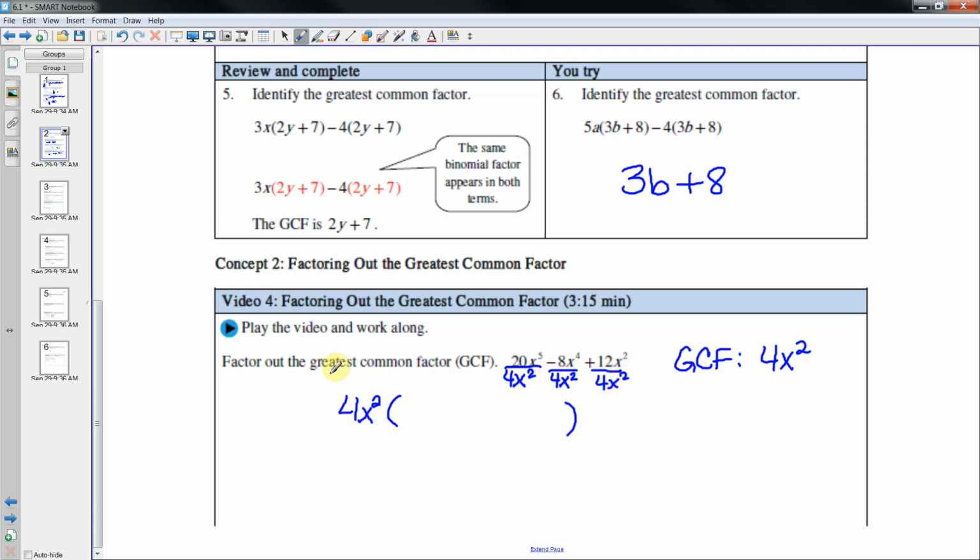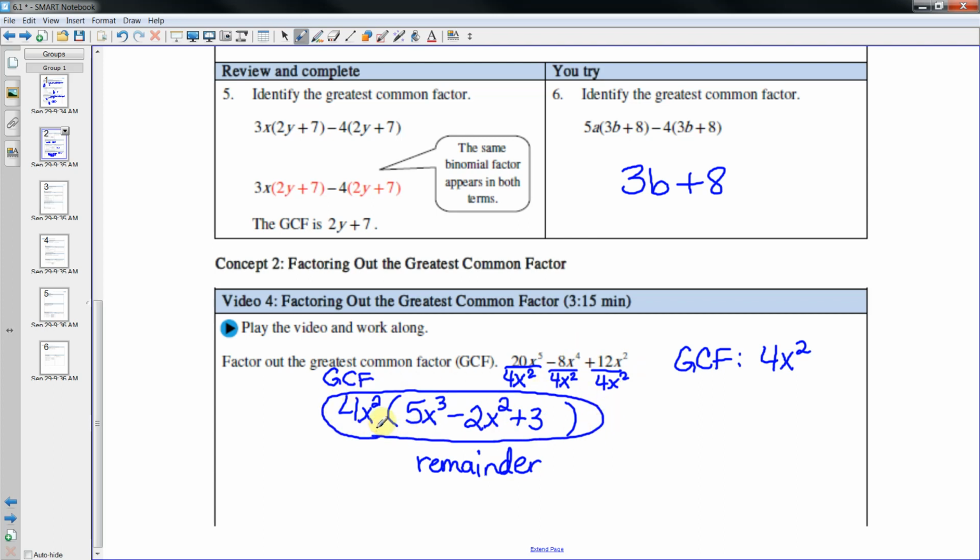So my GCF goes in front. There's my GCF. And then the remainders, when I do the division, go in the parentheses. So divide out each one separately. 20 divided by 4 is 5. X to the 5th over x squared, you subtract your exponents, 5 minus 2 would be x cubed. And then I've got a negative. 8 divided by 4 is 2. X to the 4th over x squared, 4 minus 2 is 2, so I have an x squared. Then for the last one, 12 divided by 4 is 3, and the x squareds would cancel. So here is my factored form.